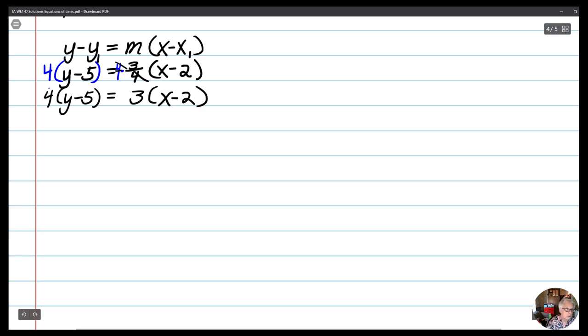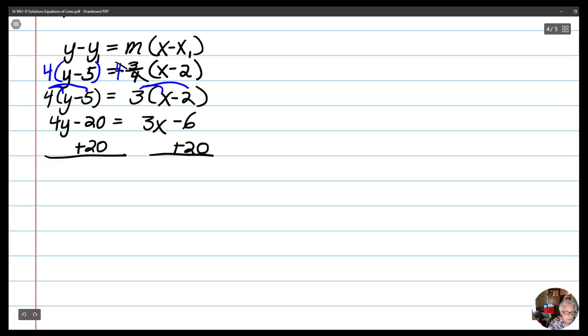I distribute, and I distribute. 4y minus 20 equals 3x minus 6. I'll add 20 to both sides. Because negative 20 plus 20 is 0, that will leave me with 4y on the left. And on the right, I'll have 3x minus 6 plus 20 is plus 14. Then divide by 4. Divide by 4. Divide by 4.